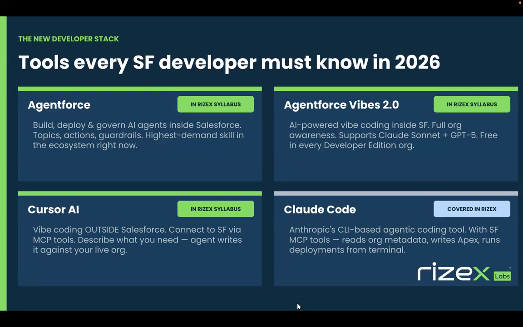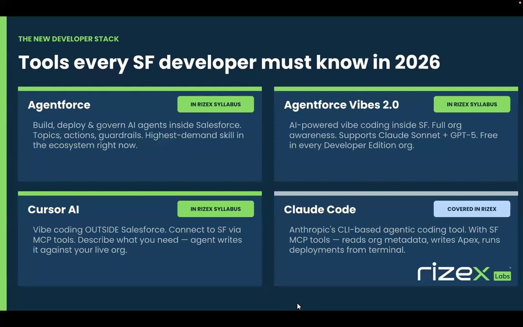Then we have Claude Code. Claude Code is the AI coding assistant from Anthropic. It can read the Salesforce metadata, write the Apex code, and work from the terminal. We can deploy the code as well. Very powerful for developers.